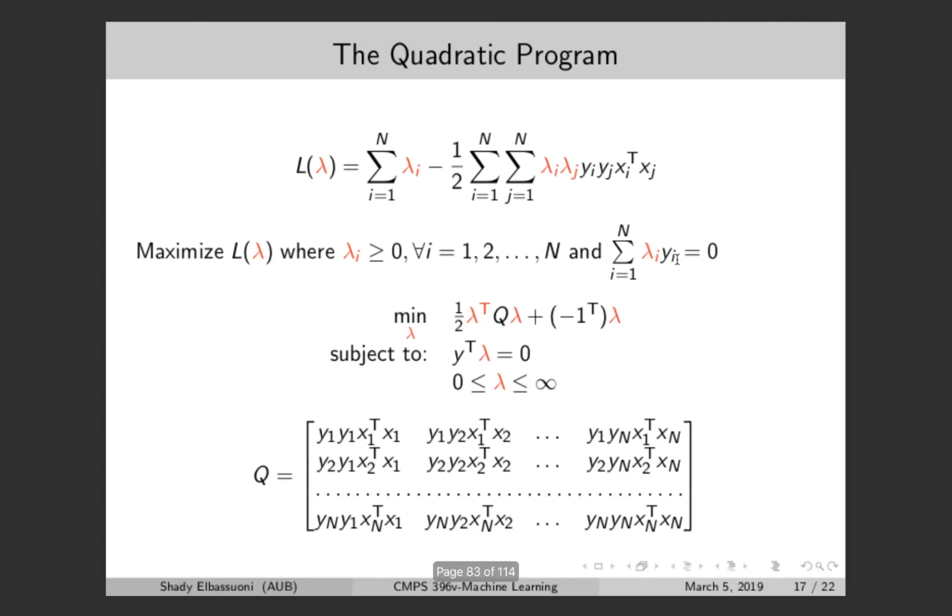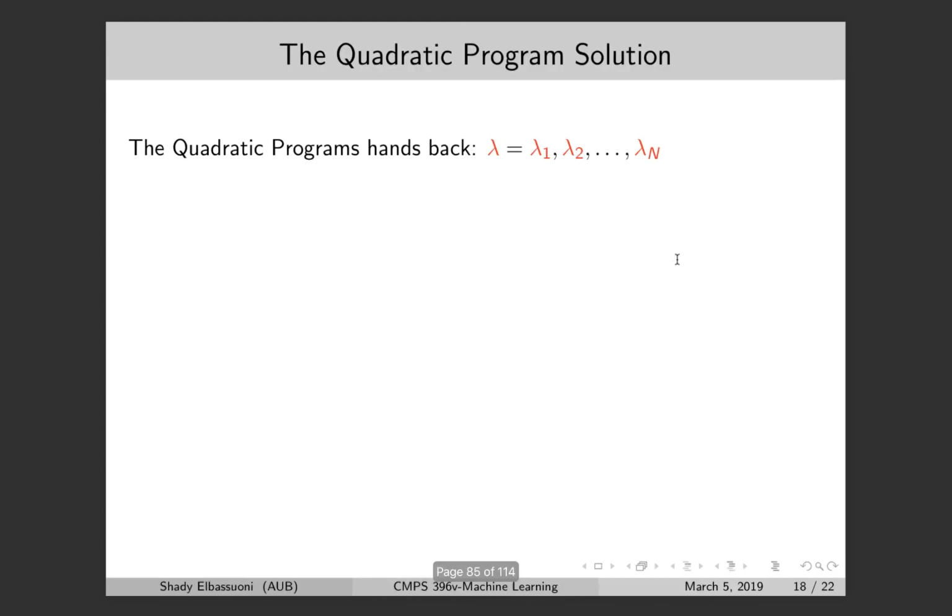Now, I give this to any library that solves quadratic programs, and it will give me back values of lambdas, right? So give me back n lambdas, lambda 1, lambda 2, until lambda n. I can now substitute in the equation W is equal to summation from i equal 1 to n lambda i, yi, xi to get W.